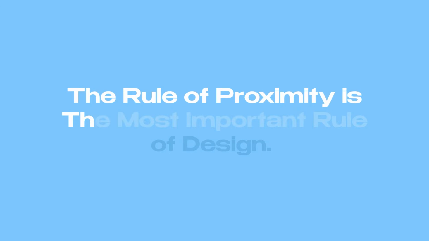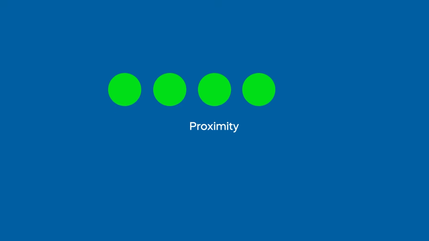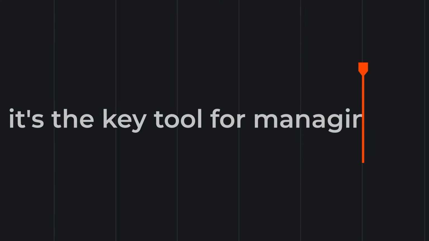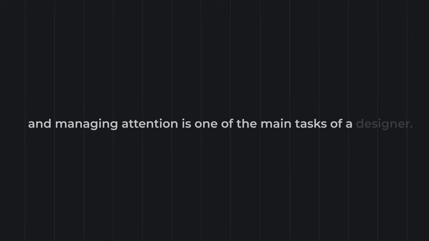The rule of proximity is the most important rule of design. What's the value? It's literally the main rule of design. Knowing it alone can improve any design, and it's the key tool for managing user attention, and managing attention is one of the main tasks of a designer. All that is the rule of proximity.